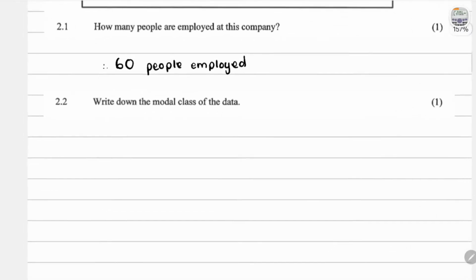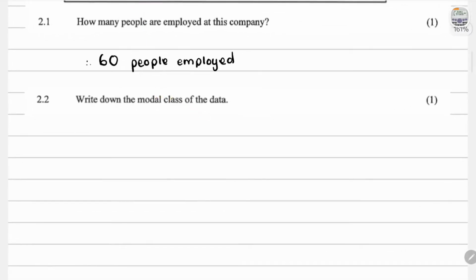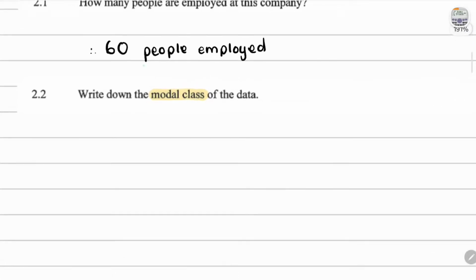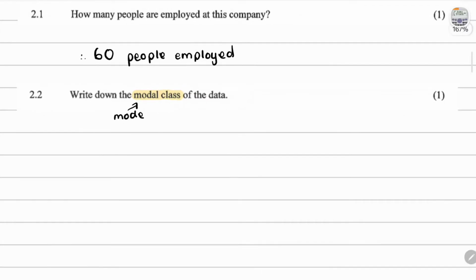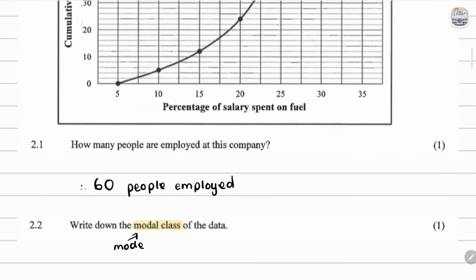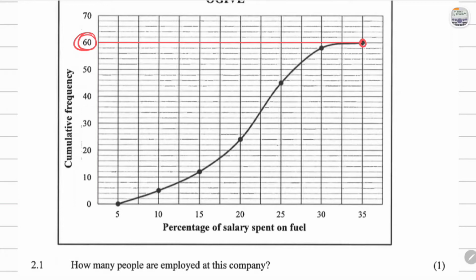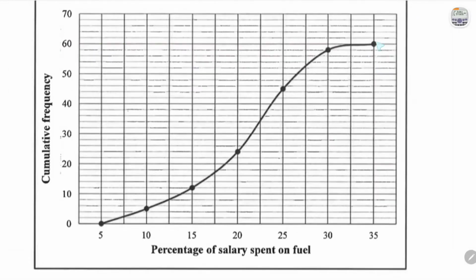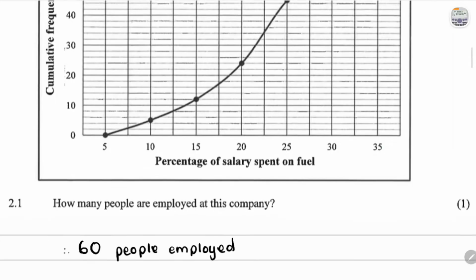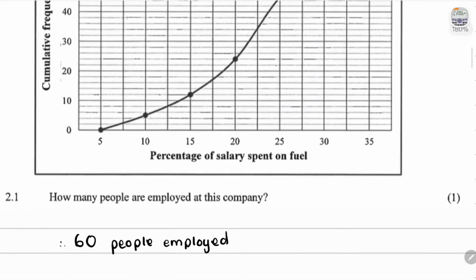Question 2.2 says, write down the modal class of the data. So the modal class, this is the mode, but the thing is our data has been recorded in classes, in groups. So the mode is the number or the value that appears the most. In this case, the mode would be looked at as the class with the highest frequency, because the frequency tells you how many of that class you have. So we can see that the maximum spent was about 35%, on fuel. So this is how we can look at this.